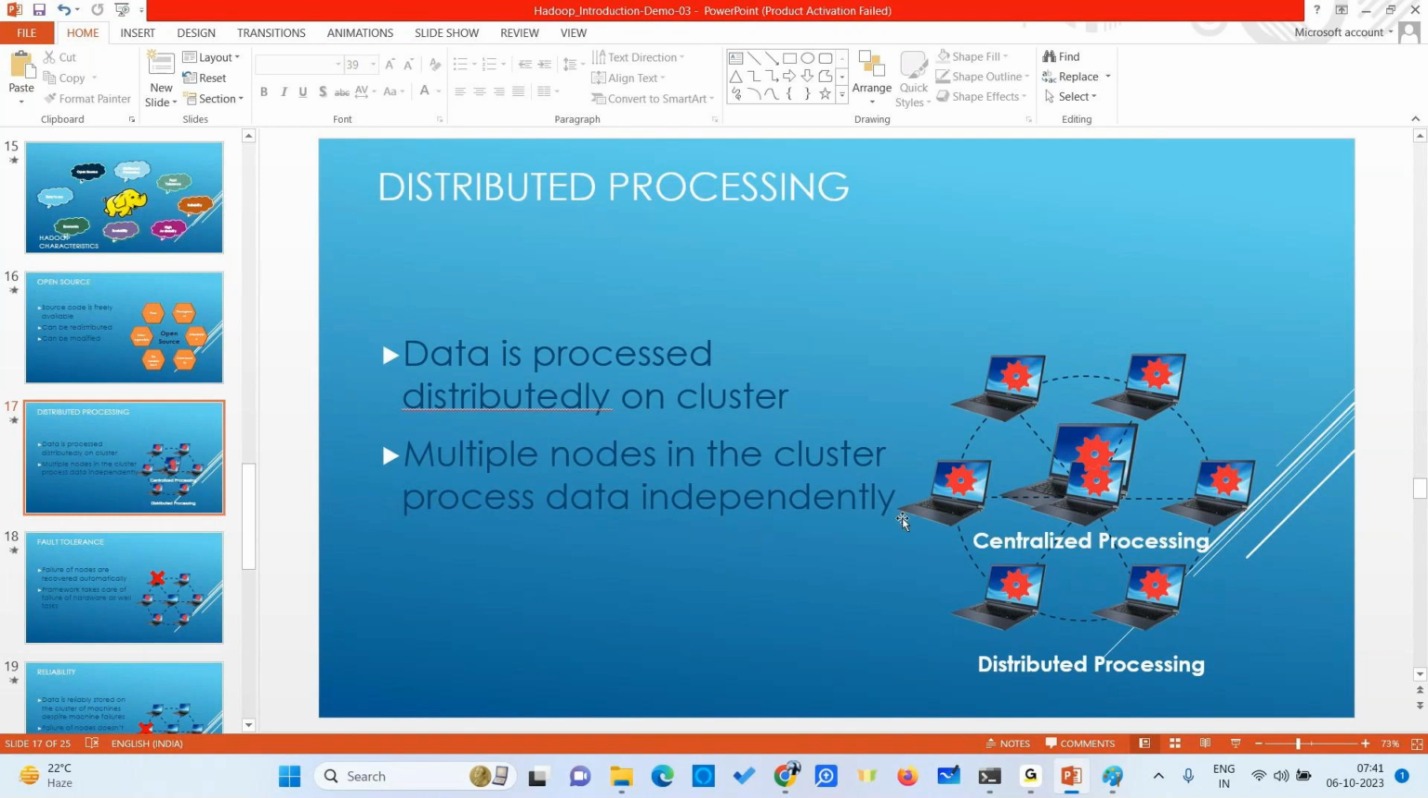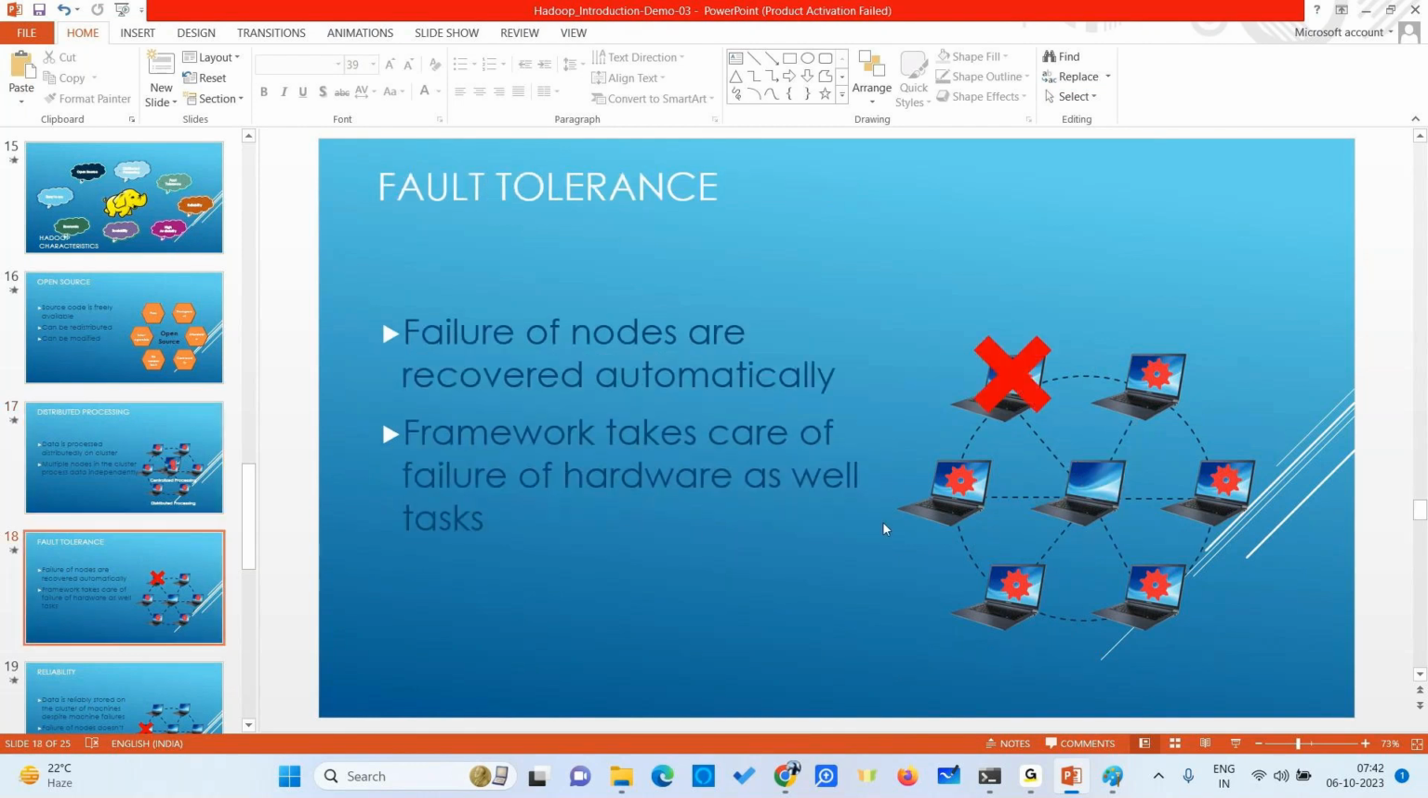Each has its own computing power, so data is going to be processed independently. But finally, the data is retrieved from this master node for centralized processing. And then here, this is fault tolerance. Failure of nodes is recovered automatically. That is called fault tolerance. And the framework takes care of hardware failure as well.